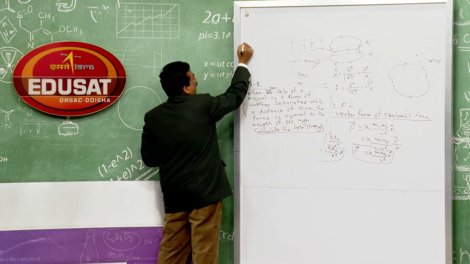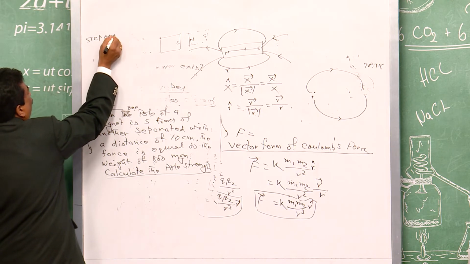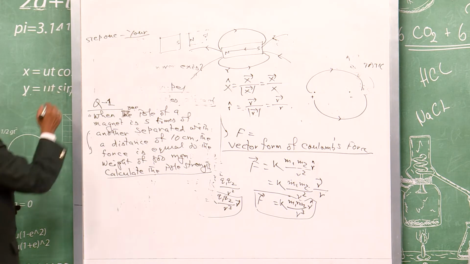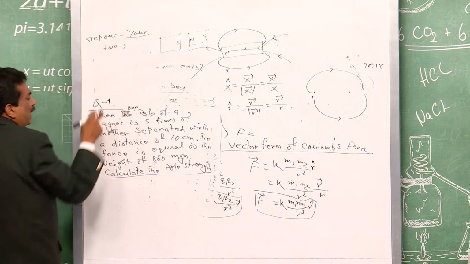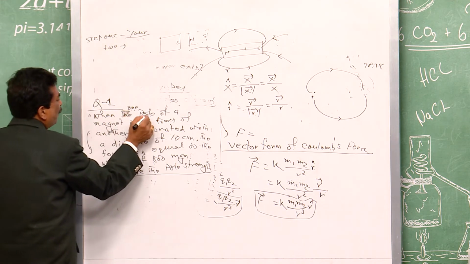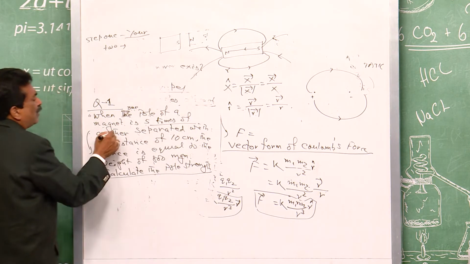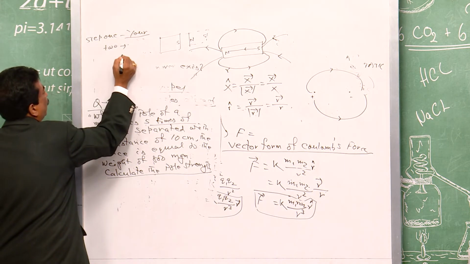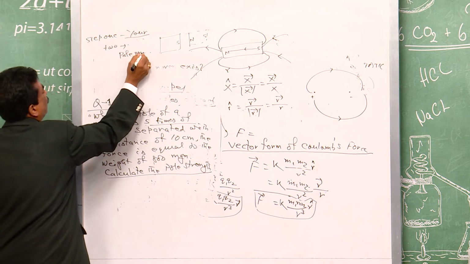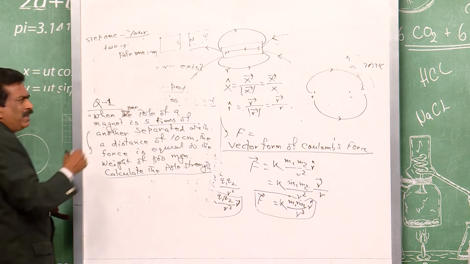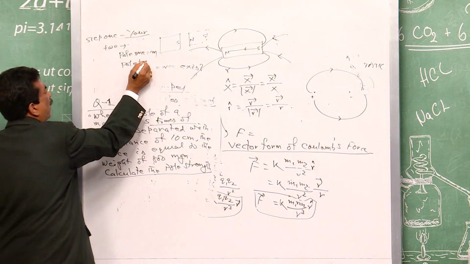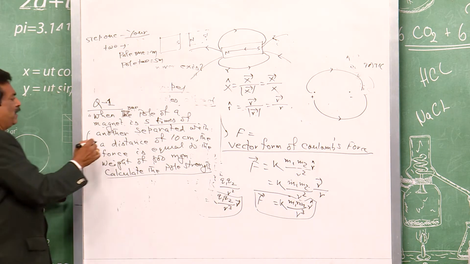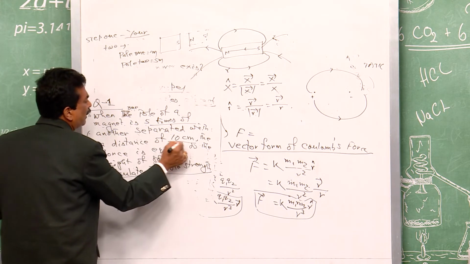So now for step 1, you go through the question. For step 2, what is the given data? You just look: one pole of a magnet is 5 times the other. It means if pole 1 is, say, m, then pole 2 will be 5 m, separated by a distance of 10 centimeter.